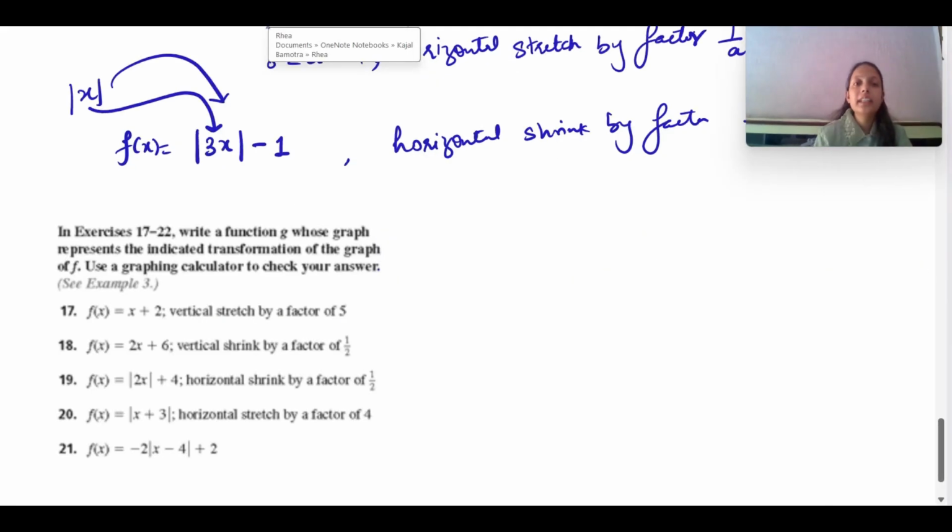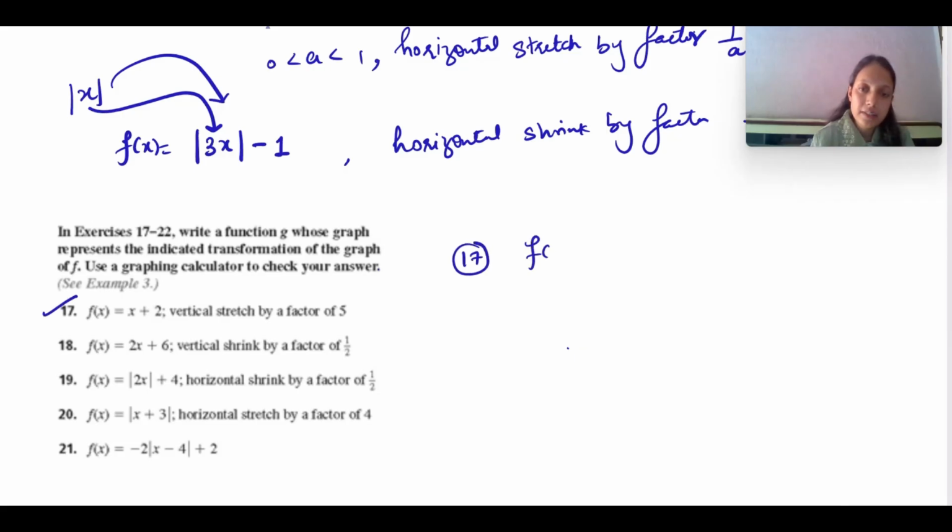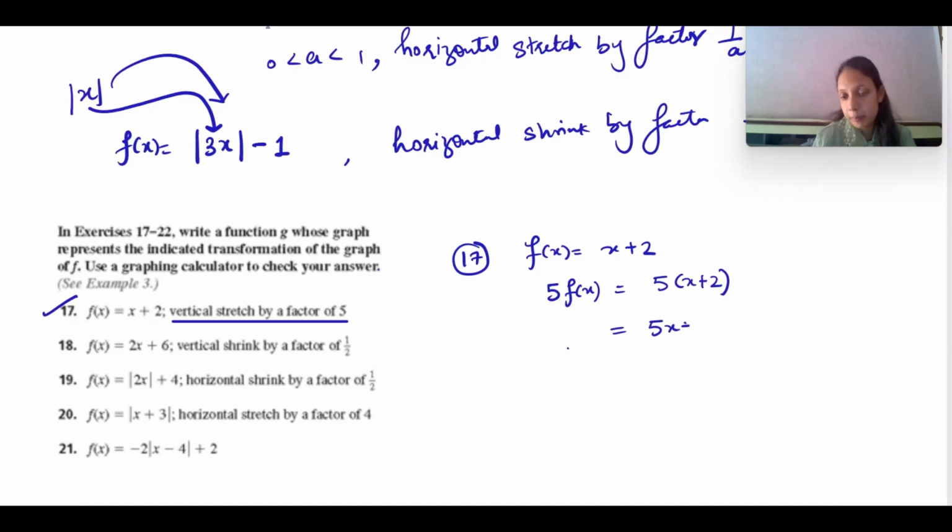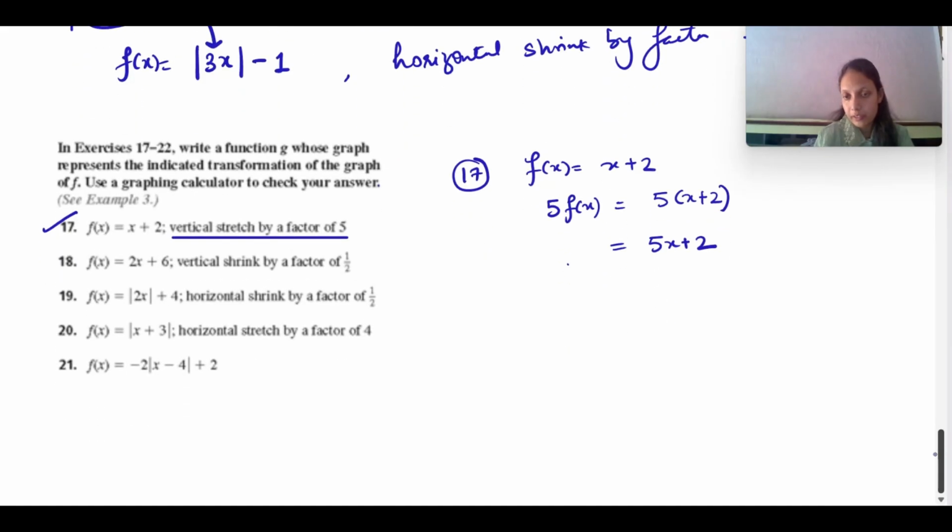Okay. So these are the exercise questions of 1.2. Question number 17 says we have to write the new function g from f using the given transformation and then use a graphing calculator to check the answer. Let's try question number 17. f(x) is x plus 2. And what do I have to change? It says vertically stretch by factor 5. Vertical stretch means multiplied outside. So it's 5 times f(x). 5 is multiplied with x plus 2, so 5(x plus 2).